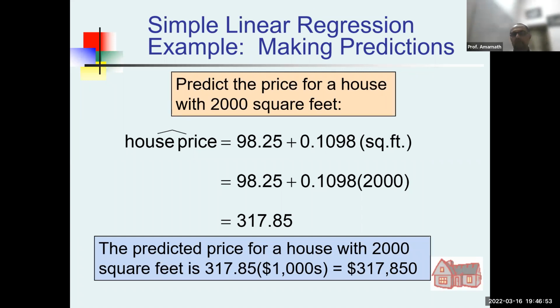So I have the data of 98.25 and 0.109 for square feet. I input the value of 2000 there. I get 317.85, which I multiply by 1000. So roughly, for a 2000 square feet apartment, the price will be $317,850, something like that. That's how we should be able to tell. This is where the actual negotiation starts.